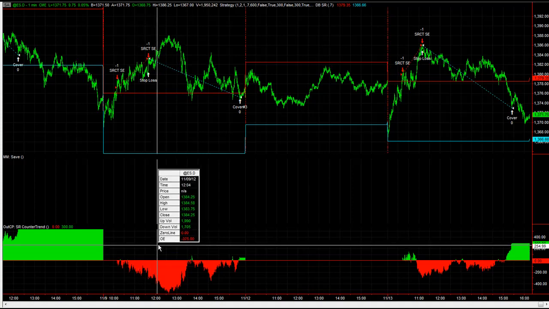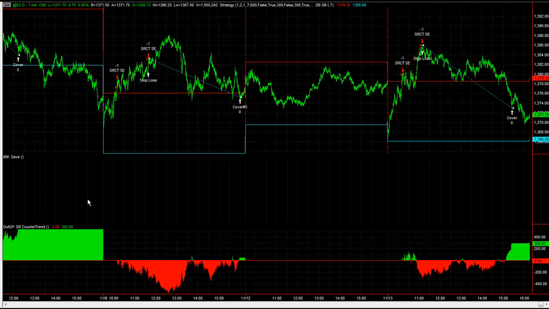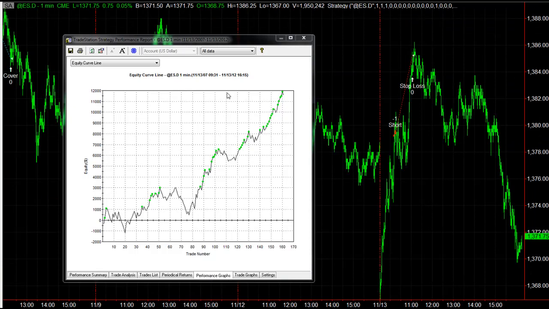You can see these equity curves here at the bottom that represent the daily profit and loss. Those kind of represent what an open equity curve is. I'm going to show you what happens when we apply the equity curve algorithm to this SR countertrend strategy. All right, here are the results.